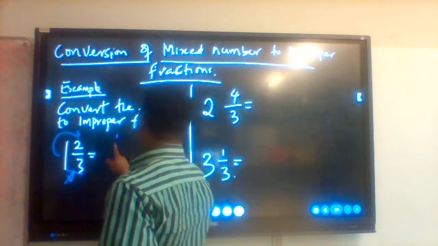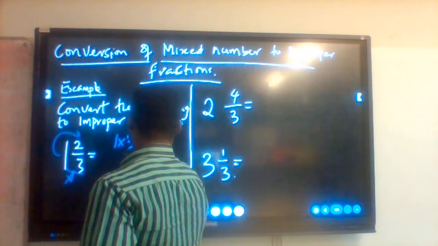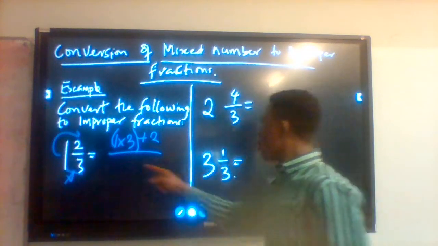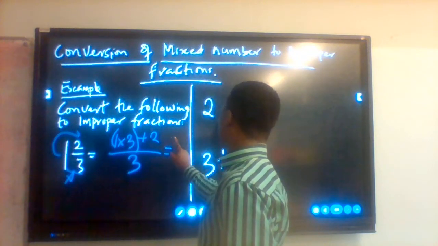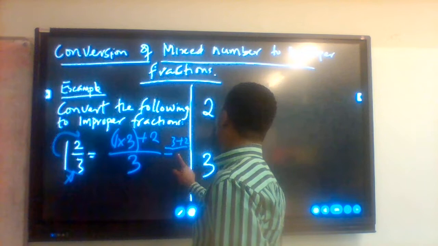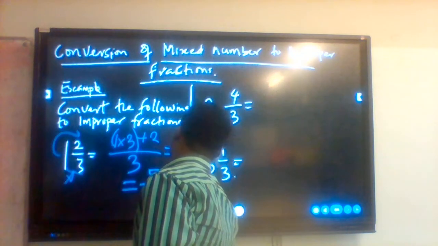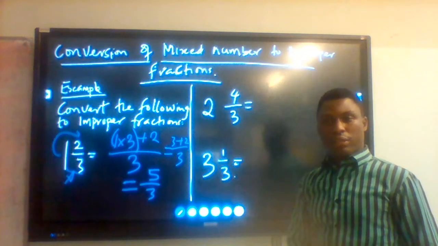Meaning that 1 times 3 plus 2, over the denominator. And this one will give us 3 plus 2 over 3, which is equivalent to 5/3. I hope you understand that. I will take it again.